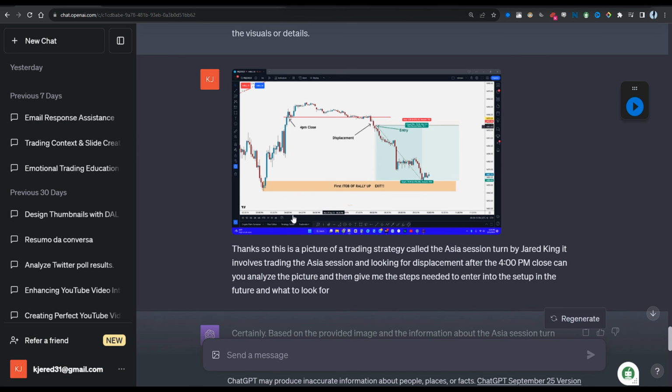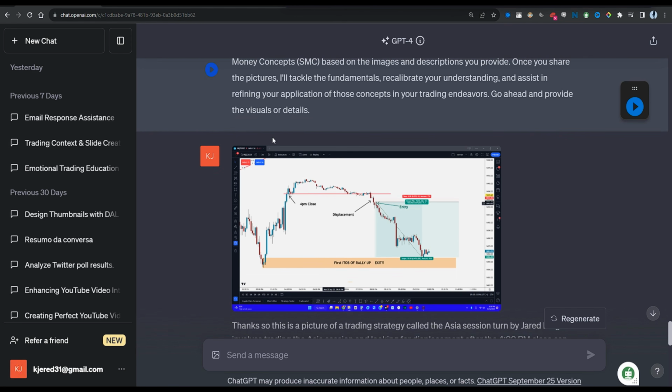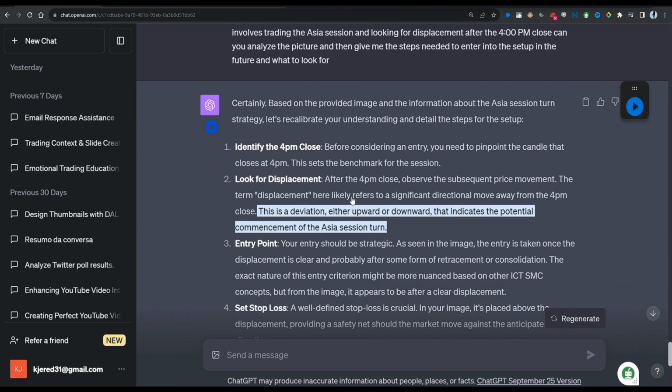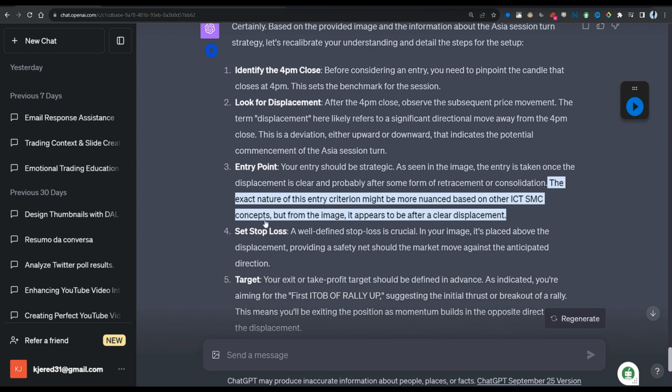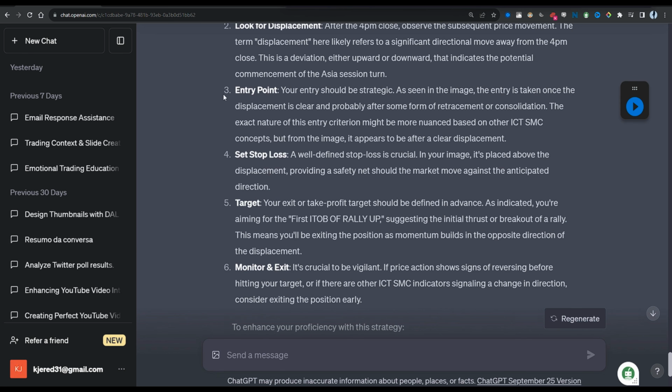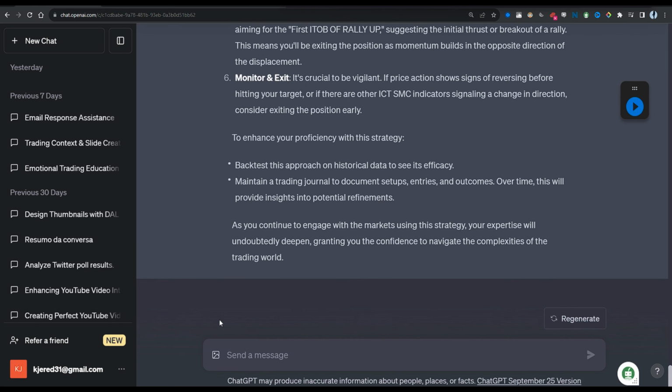Here's what it came up with. So I used a picture of my Asia session turn strategy and then asked it to break down what it was and to help me learn it. I chose this concept because I know it like the back of my hand, and the instructions it gave were on point. So as you can see, this can really, really help you in your trading.